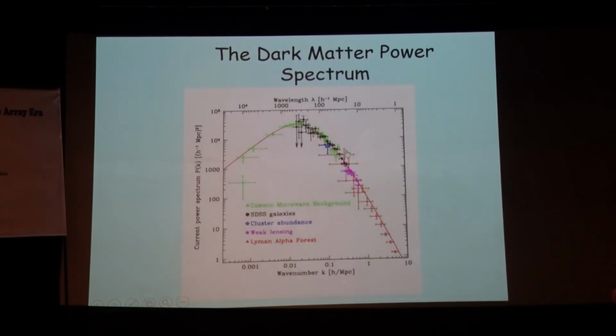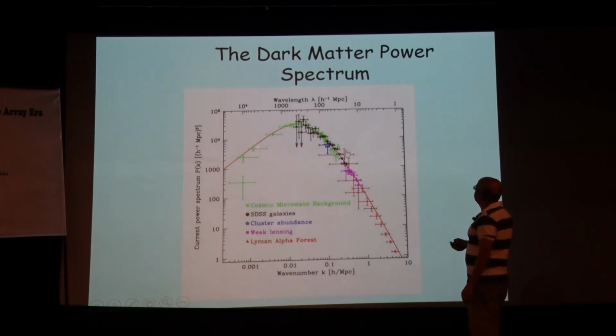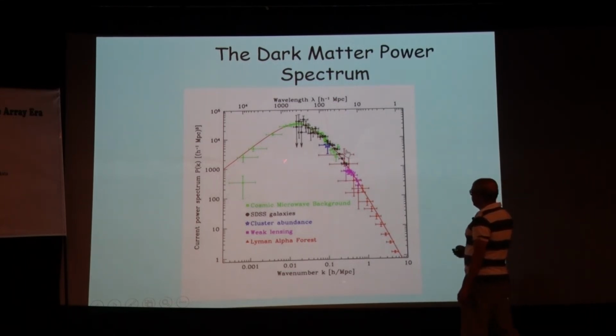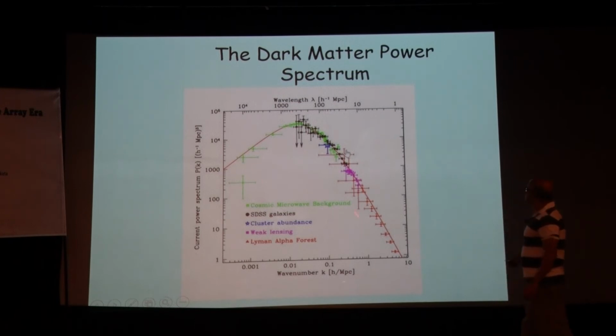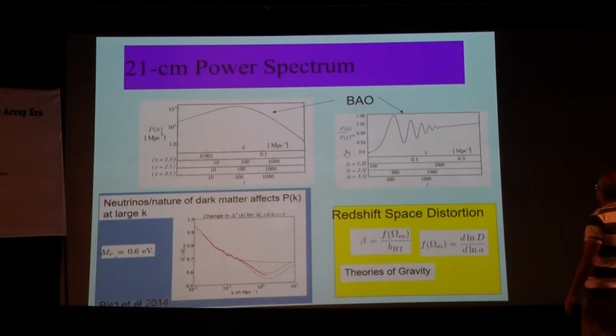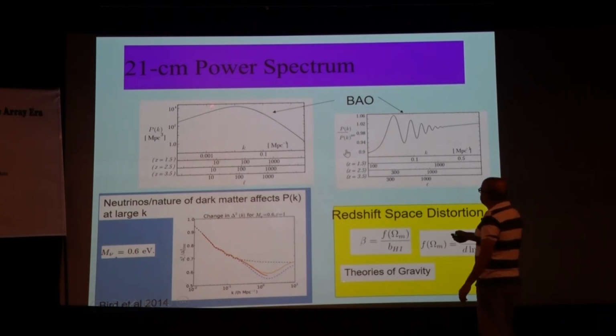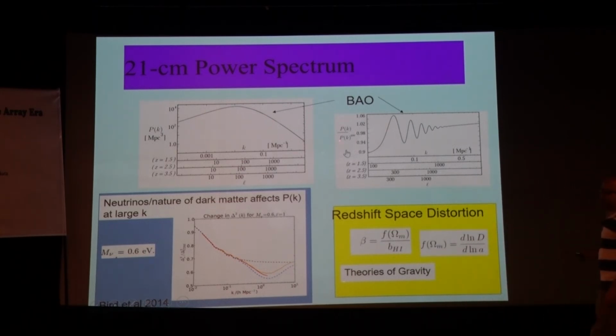Just to put it in perspective, this is a rather old picture, but it is a picture of the dark matter power spectrum, which has been measured by a variety of observations, and 21 centimeter observations will also contribute to such a picture. If you can measure, just to give you an example, in the post-reionization era, the power spectrum will essentially trace out the dark matter power spectrum.